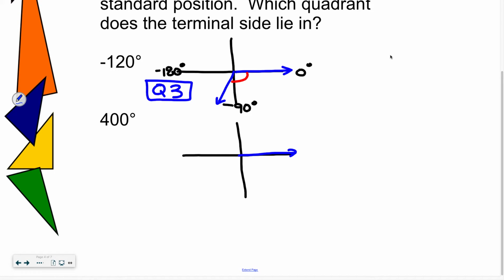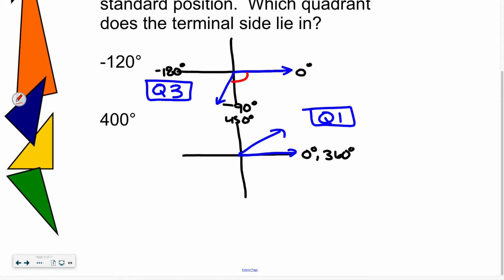For 400, well, I can kind of skip over, I've got my positive x-axis initial side. I can kind of skip over all 4 of the first quadrants because I know when I do a full rotation, I get back to 360 and it's more than that. So now I just have to think about, okay, in which quadrant will it be after 360? So if you want to keep going, you can think about 360 plus another 90. This would be 450, right? And so obviously 400 is somewhere in between there. Okay, so that would be your terminal side should be in quadrant 1.